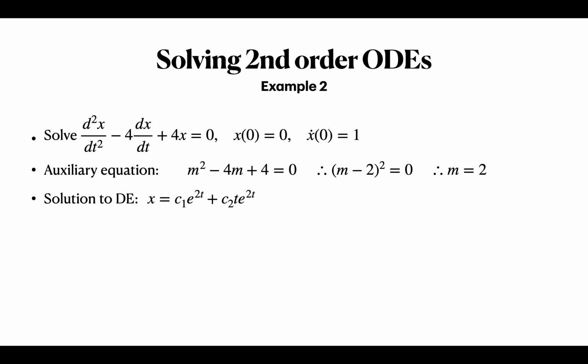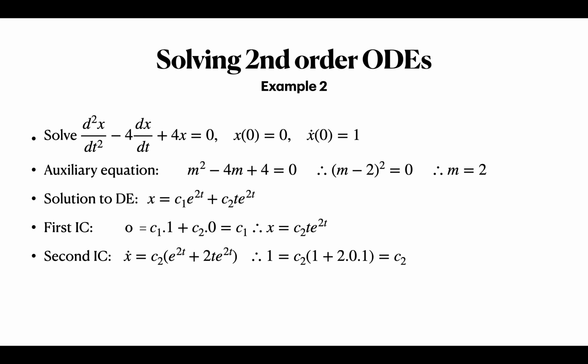x(0) is equal to 0. So that's telling you that at t equal to 0, x is equal to 0. So you replace x by 0 in this case, and you replace t by 0. And so when you do that, you get 0 is equal to c1 times 1, because exponential of 0 is 1, and c2 times 0 is 0. So you get 0 is equal to c1. Okay, so c1 is equal to 0. So therefore x then is just c2 t exponential 2t.